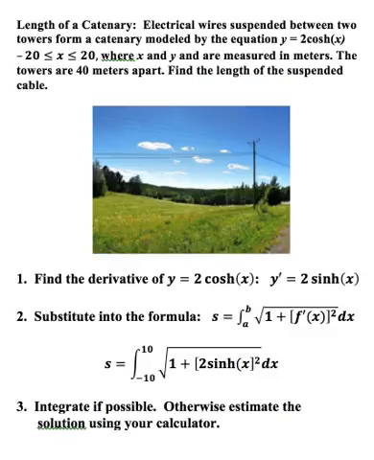First of all, we find the derivative of y is equal to 2 hyperbolic cosine of x, which happens to be 2 hyperbolic sine of x. We substitute in the formula that we were given before, and we get the following integral. S is equal to an integral from negative 10 to 10 of the square root of 1 plus (2 hyperbolic sine of x) squared. We integrate if possible, otherwise estimate the solution using your calculator. This problem again needs to be put in your calculator, so why don't you give it a try and see what you get.